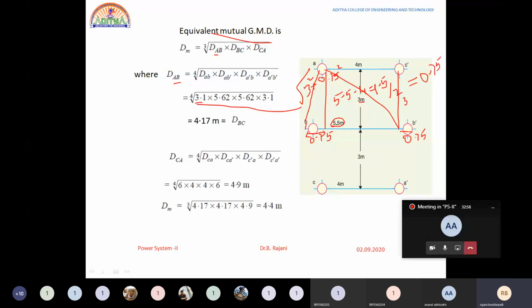This B is placed at a distance of 4 plus 0.75, so 4.75. From here to here it is 4 meters, right? This extra 0.75 meter length is there. So we are finding the distance from this to the point here. So 4.75 is the total distance from here to here. Let me rub it out and draw it so that you can understand better.